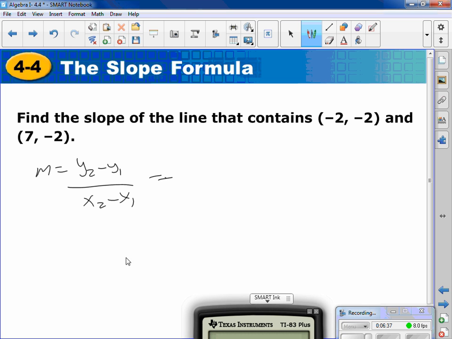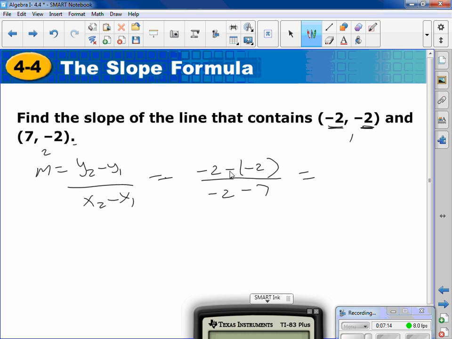Give me a y value. Negative 2. I know there's too many negative 2's. Negative 2 minus negative 2. Now, if this was my first one, that's my second one. My first x is negative 2 minus, my second one is 7. I should have put different numbers. Does it matter which way you put that bottom one? That's what I'm going to show you here.